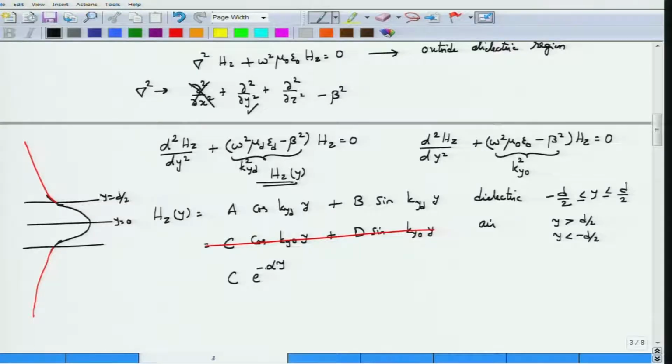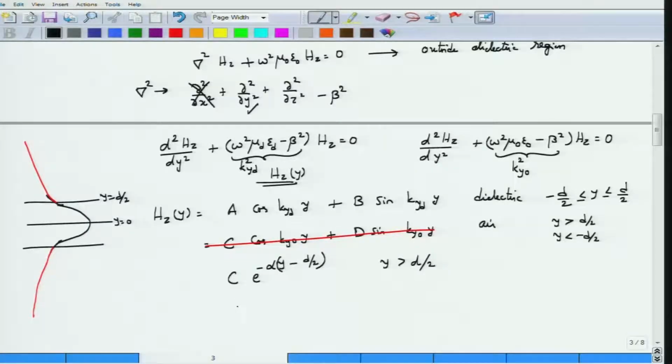But I know that at this point I do not want the expression for the decaying wave to be equal to C. I want this value to be valid at d by 2. So I just shift the origin from y equal to 0 to y equal to d by 2 and call this as e to the power minus alpha (y minus d by 2), which would be valid for the region above the dielectric. Why? Because you put this y equal to d by 2, you get this expression exponential will be 1 and the value here will be equal to C.